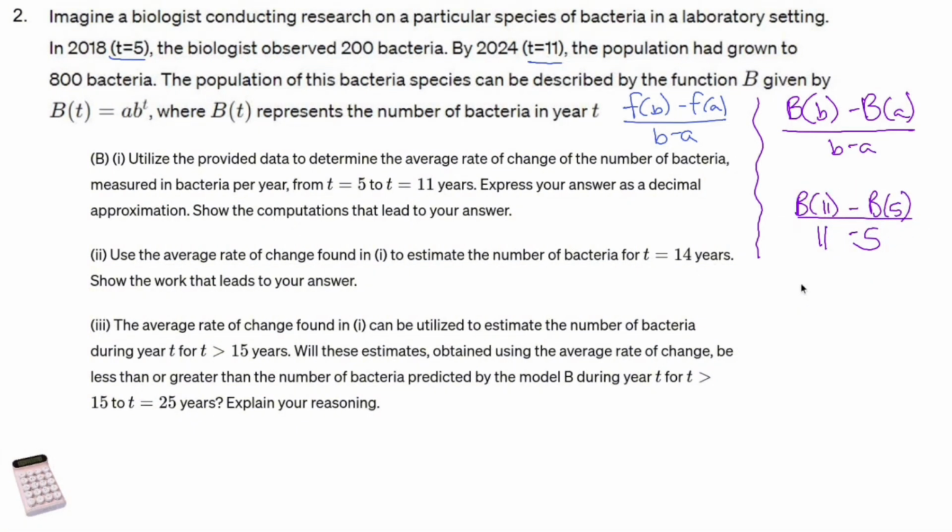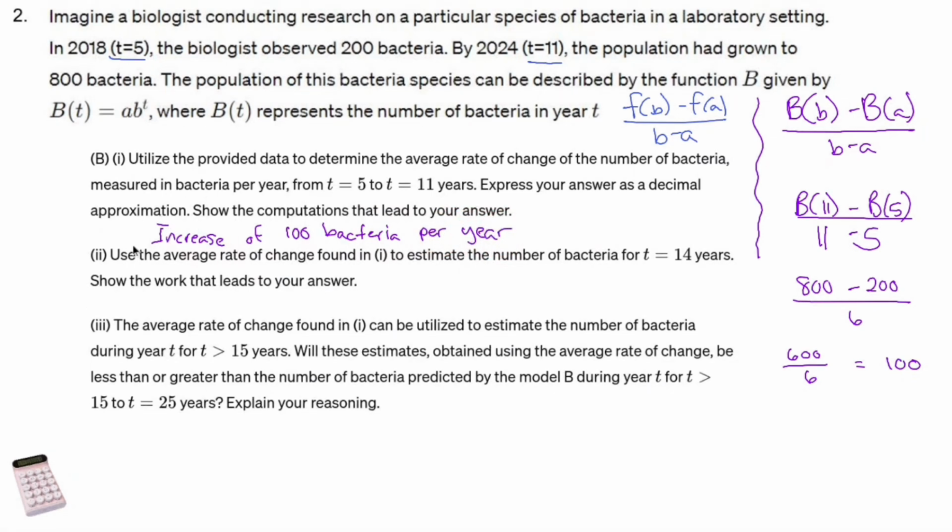Now we know what those are. B of 11 was 800, minus B of 5, we know is 200, over 6. So you become 600 over 6, which becomes 100. So this is going to be measured in bacteria per year. It's going to be an increase of 100 bacteria per year.